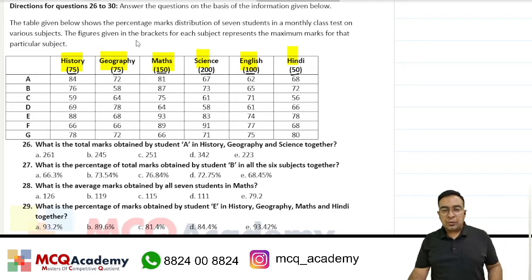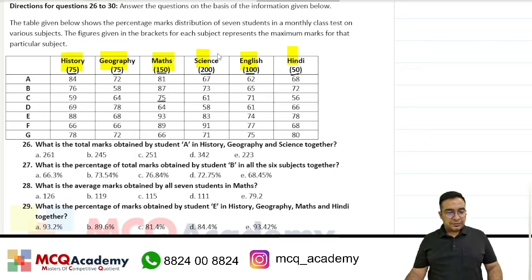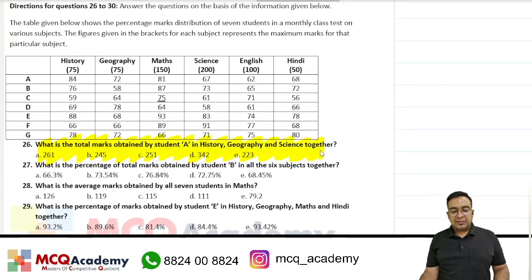Then you are provided with the percentage of marks that a student has got in a particular subject. So for example, I want to check the percentage of marks that she has got in mathematics. The value will be 75. So let's move on with the questions. Question number 26. What is the total marks obtained by student A in history, geography and science together?